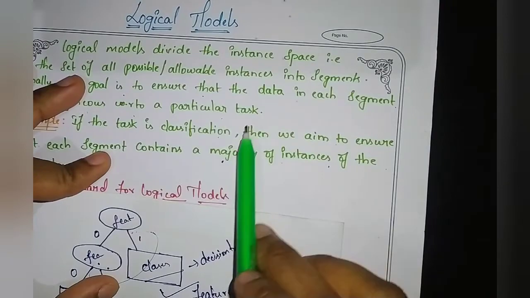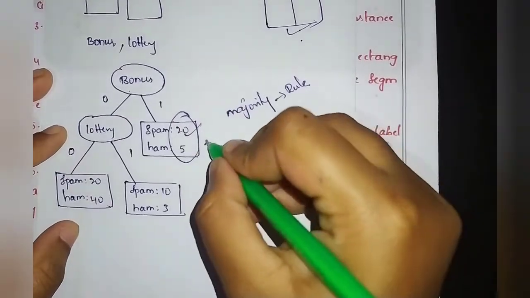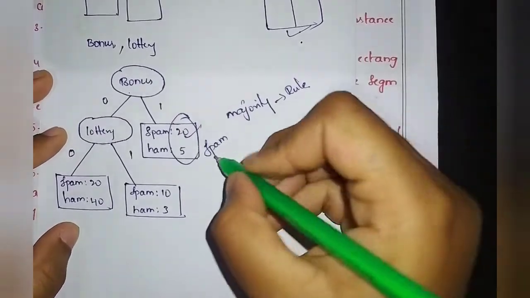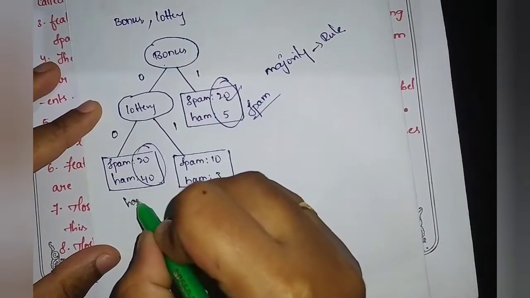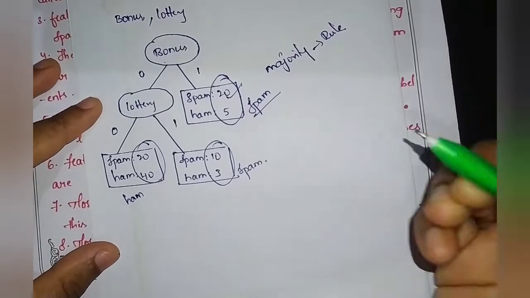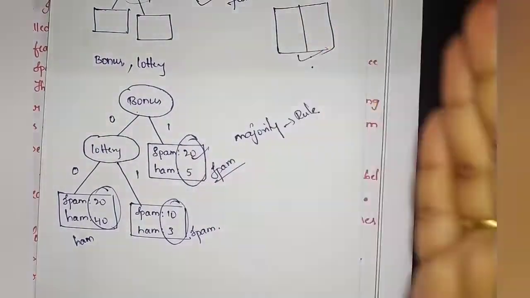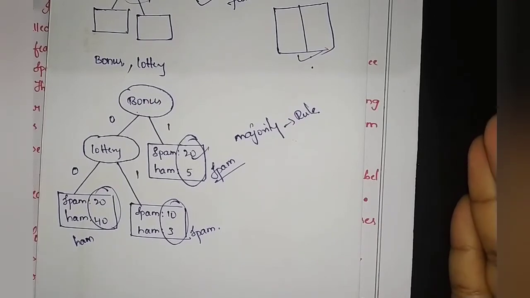See here, majority of instances. So according to this, my spam class is the majority case, so this leaf will be a spam class, and here it's a ham class. Hope you guys are understanding, and here it results in spam class, right? So this is how we construct a feature tree, and then we can derive some classes.